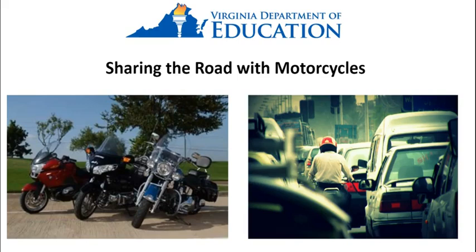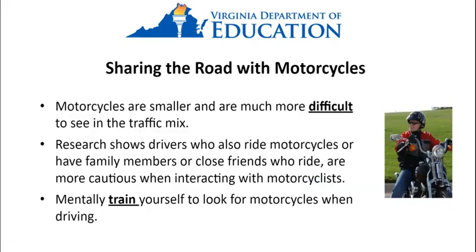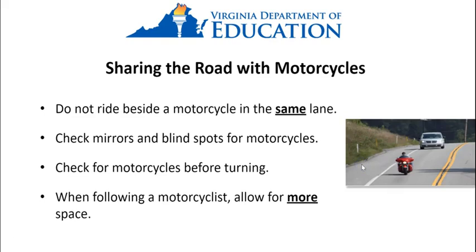Motorcycles. They are smaller than cars, and they are more difficult to see in traffic. Research shows that a person who has a motorcyclist in their family is more cognizant of motorcyclists, so they are safer around them. Mentally train yourself to look for motorcycles when driving.